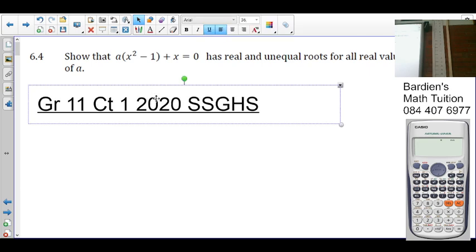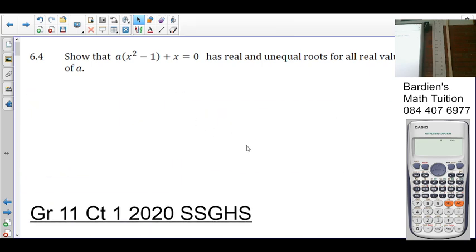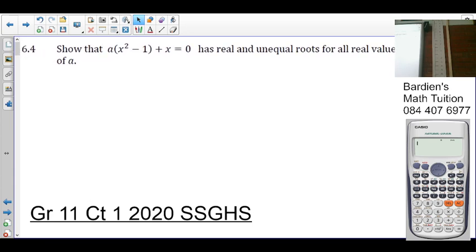This is the one I wanted to draw your attention to. We said show that a into x squared minus 1 plus x equals 0 has real and unequal roots for all real values of a. We didn't do one of this yet, no? That's why I need to talk to you about this one now. And of course, expect something like this in your next exam. I omitted it from the previous one because I didn't expose you to something. It was unfair to have the question then. But since you are doing it now, it's only fair that I can test you.